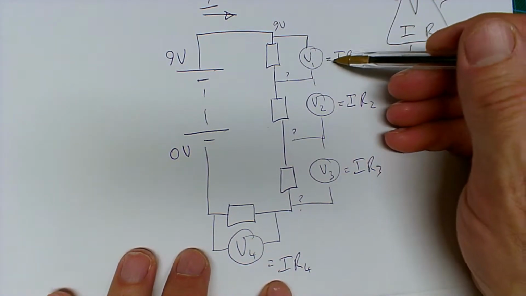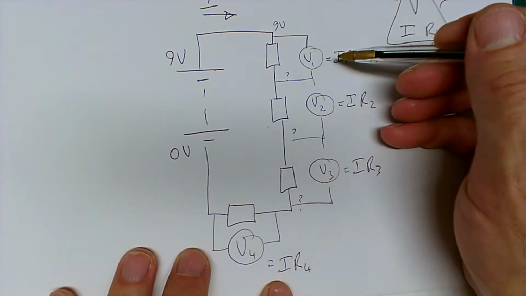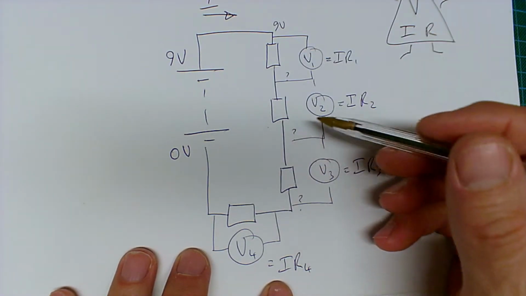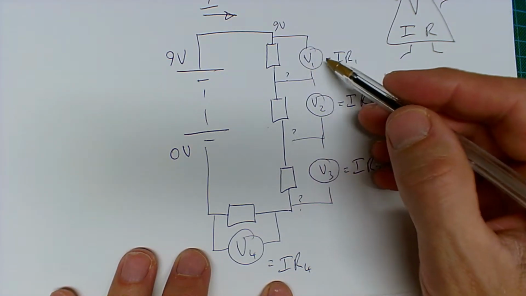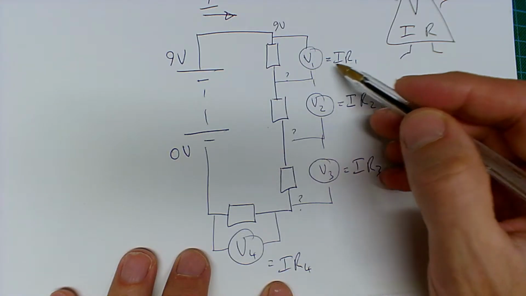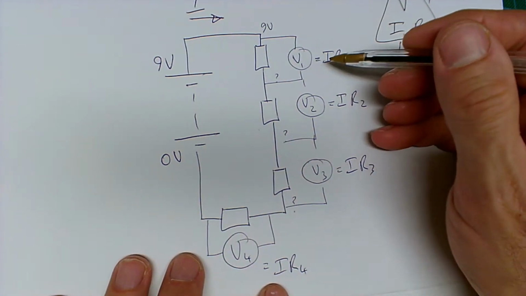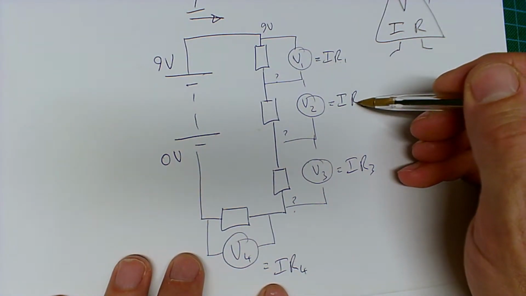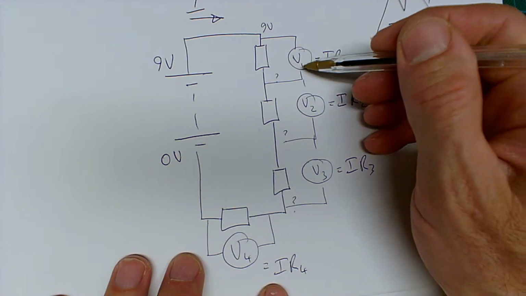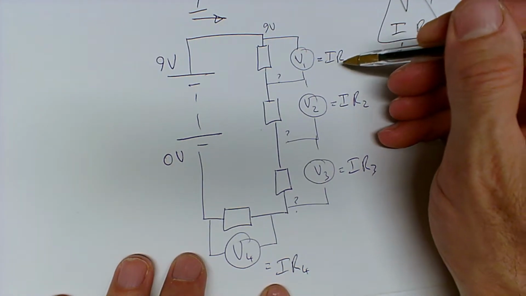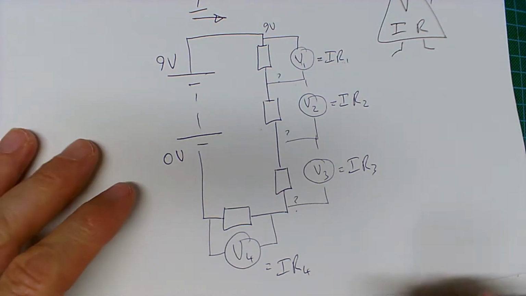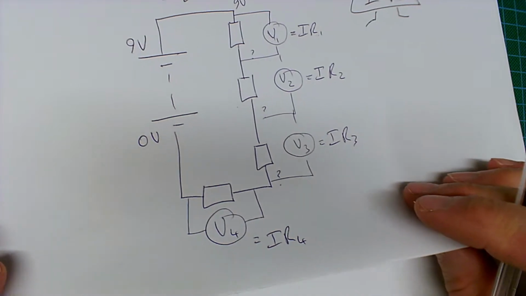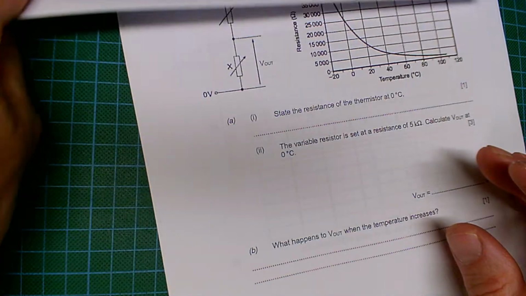And you'll note that each one of these has the same I, the same current flowing around. So what we could say is that the voltage drops are going to be proportional to the resistances. Okay, so for example, if this one has a resistance that's twice as big as this one, then the voltage drop across it will be twice as big, because remember, you're multiplying the resistance times the current to equal voltage. So that concept is really important to understand.